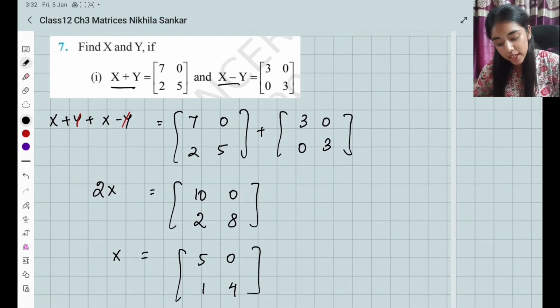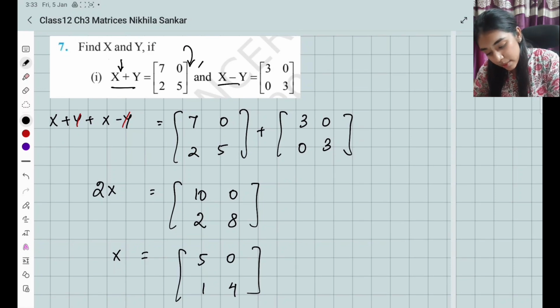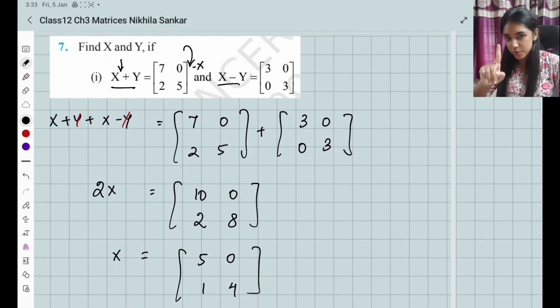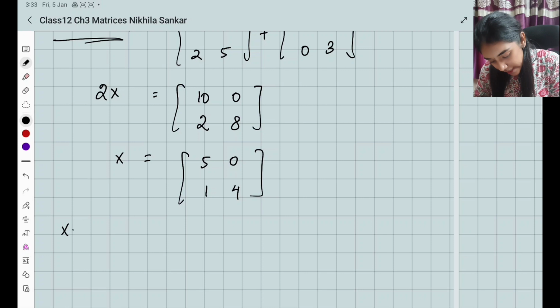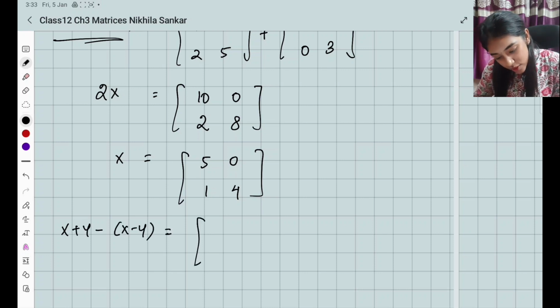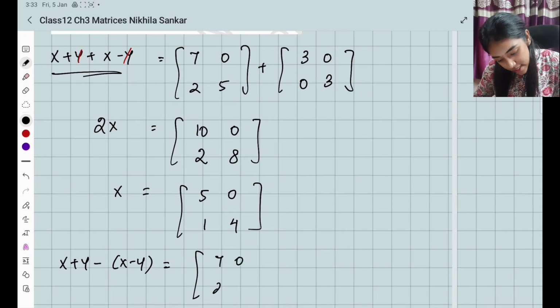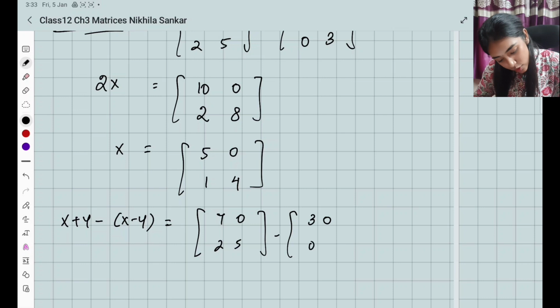Now how can we find y? In this place we can substitute x and bring it to this side as minus x. This is one option. And what is the second option? Instead of adding, this time we can subtract. When I subtract, what will I have? x plus y minus x minus y on this side, and I'll again have to subtract the right side: 7025 minus 3003.